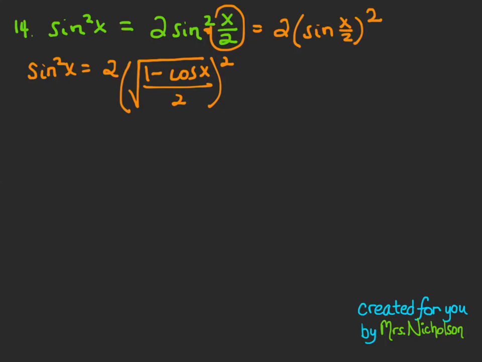And that whole thing is squared, which is really convenient because the square root and the squared are going to cancel out. And I get 2 times 1 minus cosine x over 2. And notice my 2's can cancel out here as well because they are being multiplied. This 2 in the top is being multiplied, and so we can cancel it. So now on my right side, I have a cosine.